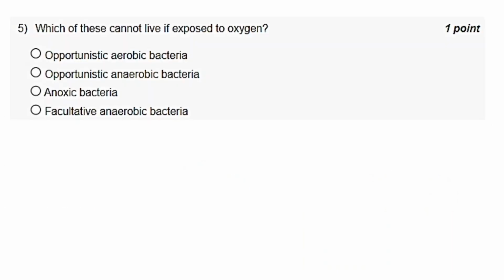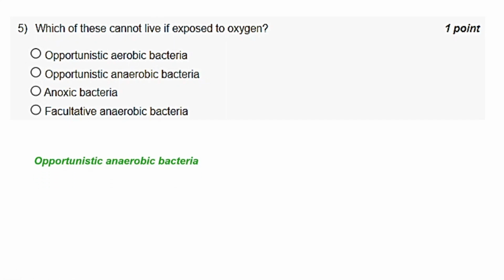So the next question is, which of these cannot live if exposed to oxygen? Does anybody want to try? Facultative and aerobic bacteria. Okay. Anything else? We'll try to learn what all these options mean. Then it will be easier for us to understand which one of the organisms cannot live if exposed to oxygen.